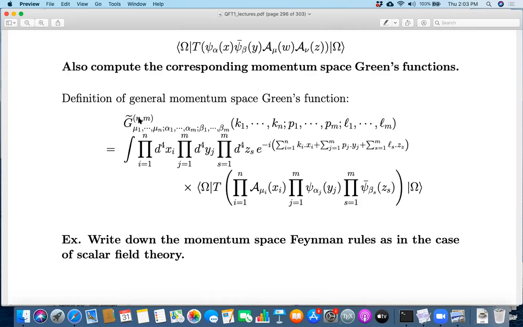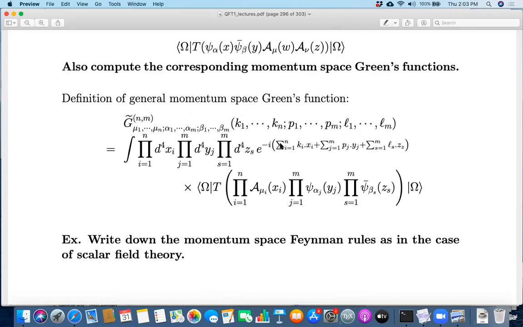So n denotes the number of photons. m denotes the number of psi and number of psi bars. The number of psi and psi bars have to be the same, otherwise the Green's function will just vanish by charge conservation. So m here denotes both the psi and the psi bars. These momenta k1 to kn will refer to the photons. These will refer to the psi, or the Fourier transform of the psi, and these will refer to the Fourier transform of the psi bars.